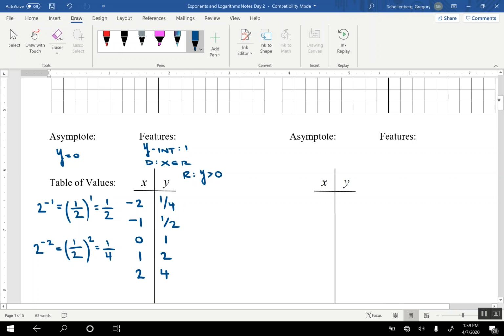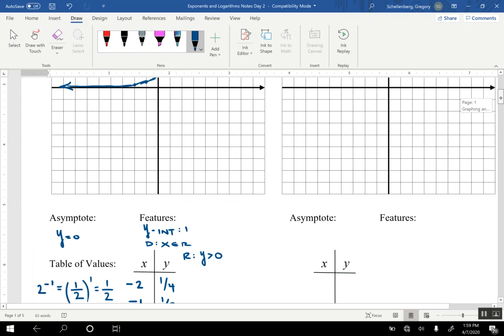Okay, and a lot of these properties will hold true for any base exponential function. Now, as we start to transform these a little bit, translating left, right, up, down, reflecting, expanding, compressing, some of these properties will change, but with these basic functions, a lot of them stay the same.